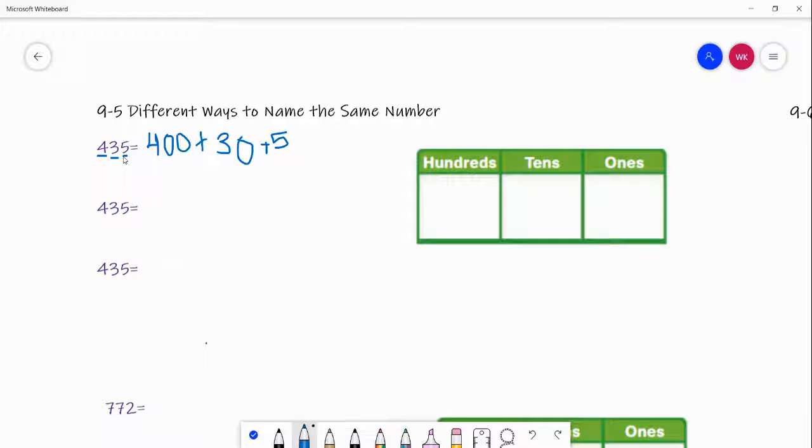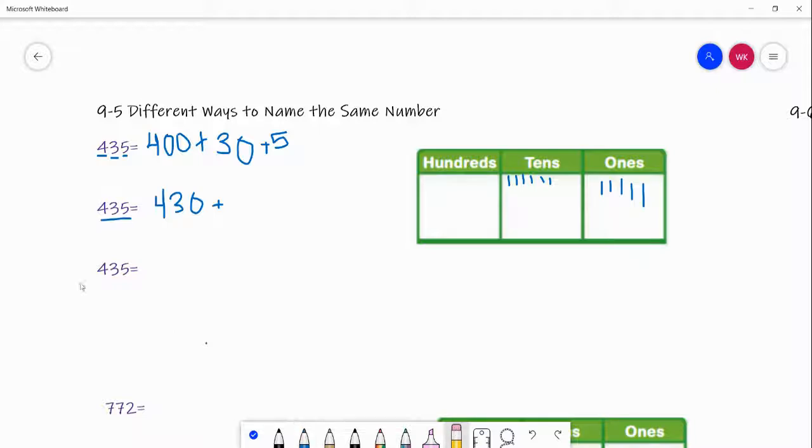Now, let's try to figure out another way to show this number. Another way is we can completely take out the hundreds and write 43 tens. We would put 43 tens all in this tens box, and that would give us the number 430. And then you could do plus 5, so you could still have those 5 ones in the ones place.